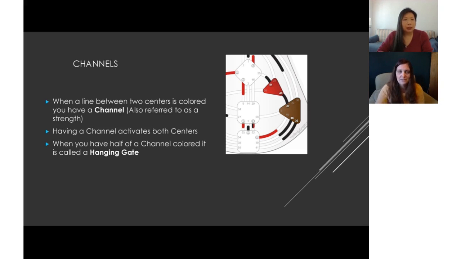It seems like there's some similarity here between the hanging gate and the non-colored centers, that we're open to be influenced from the outside, consciously or unconsciously. Exactly. Right. Yep. Because if we don't have a full channel and we only have hanging gates like you can see here, then those channels have to be white. The only way that a center gets colored is when the full channel is colored.